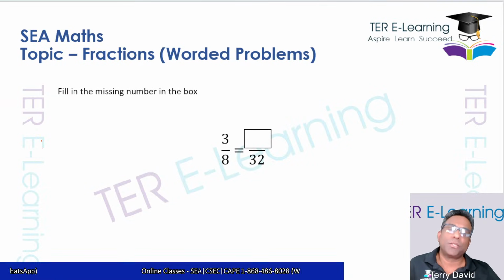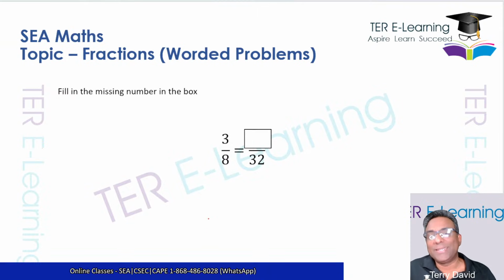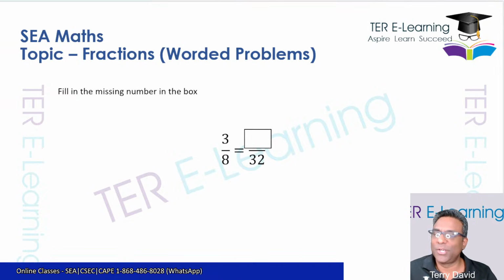So we have a statement here, and we want to fill the number that is missing in this box here. So we have 3/8 is equal to something over 32. This one should be easy for you guys. Could you put the answer in the chat for me? What do you all think the answer is for this question here?